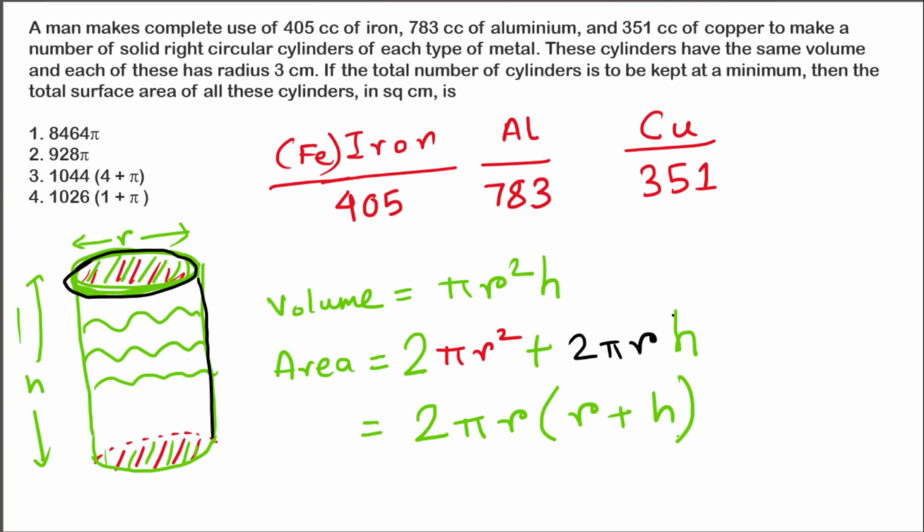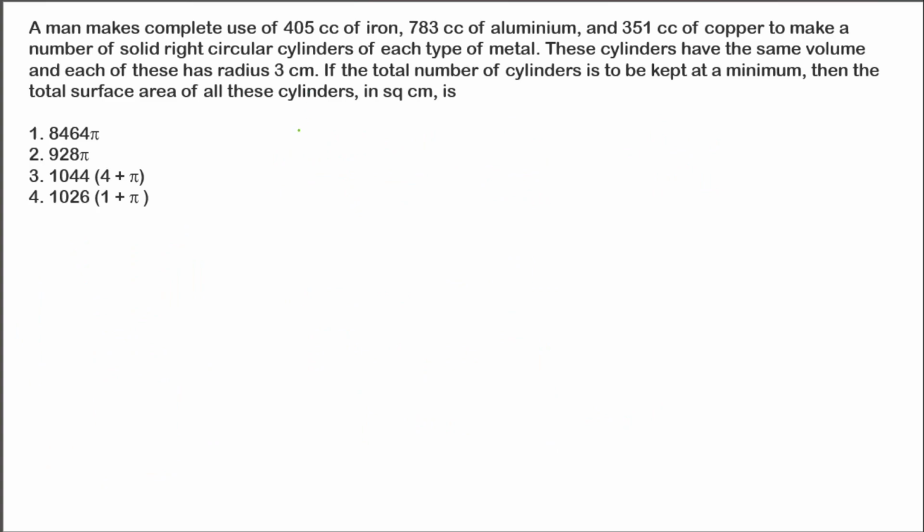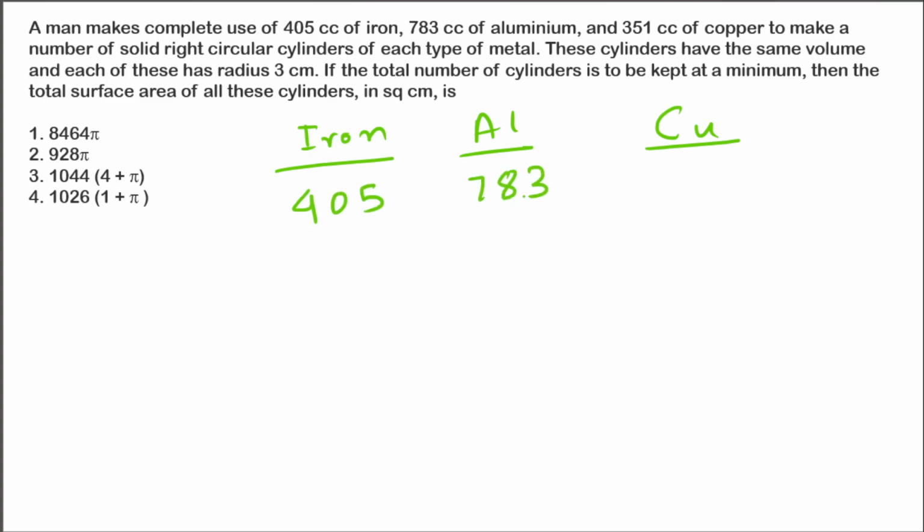What does the problem say? Again, there is iron, aluminium and copper. We are making cylinders out of them. There are many cylinders, but all the cylinders have the same volume. That is a key thing. They have the same volume, and they have the radius r, sorry, 3 centimeter.